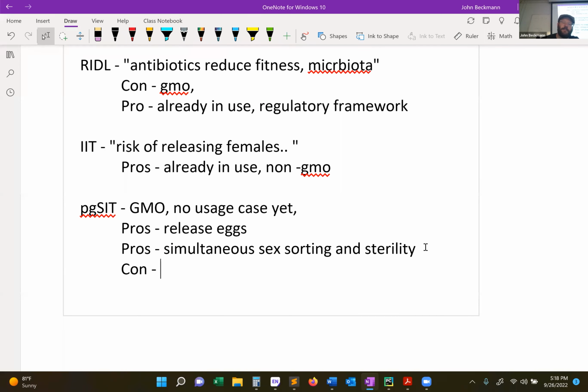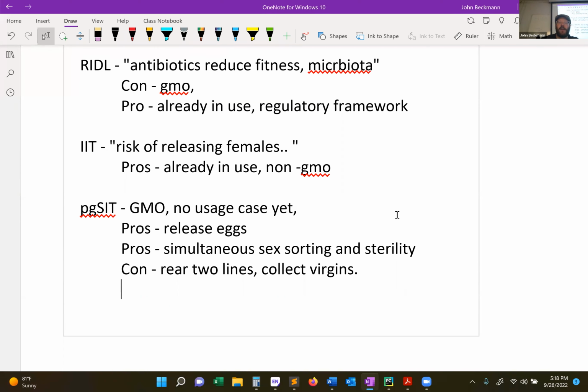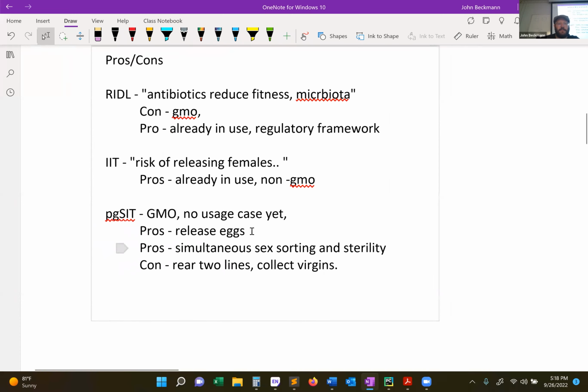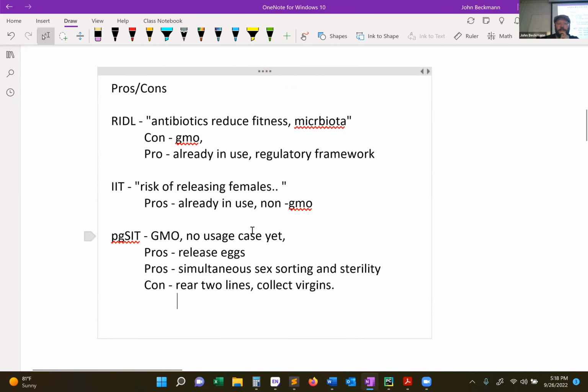How many lines do you have to rear? Yeah, you got to rear 2 lines. And that also means if you're going to do these crosses, you have to collect virgins. Okay, researchers can collect virgins in the lab. I don't know how they're going to scale up collection of virgins. I don't know if they'd have some kind of machine learning contraption where it sex sorts and then sets up the crosses. I don't know how they're going to solve that. But they have to somehow solve how you get virgins and how you set up the crosses. And I think that might be a little bit difficult on a scalable size.